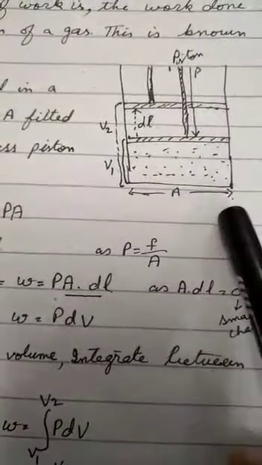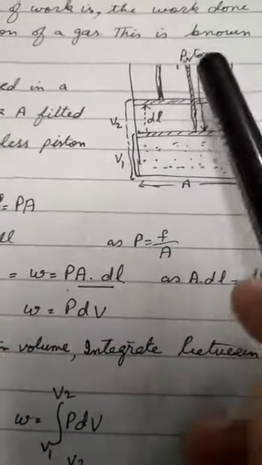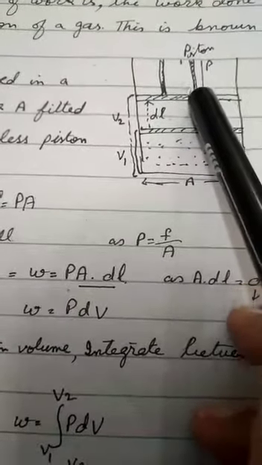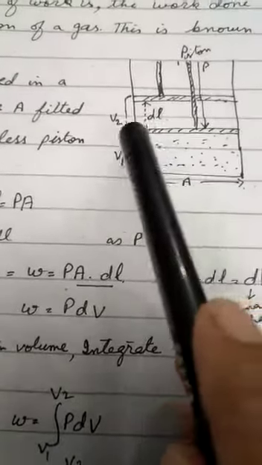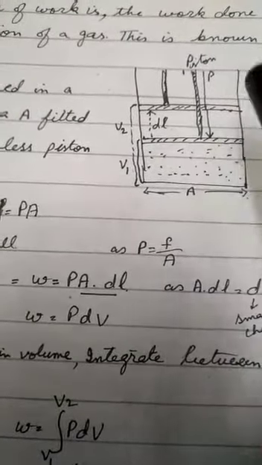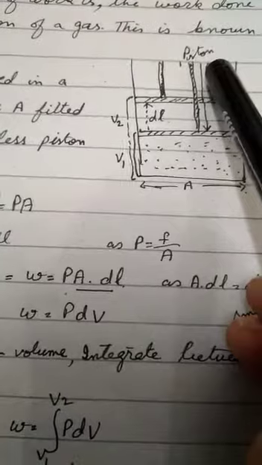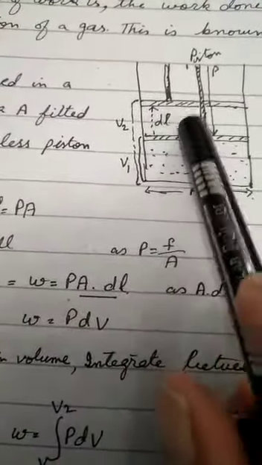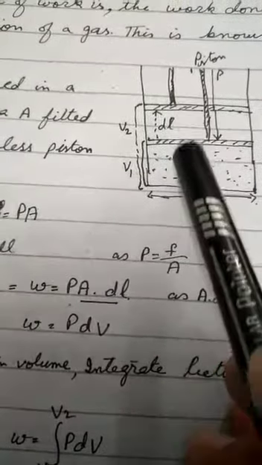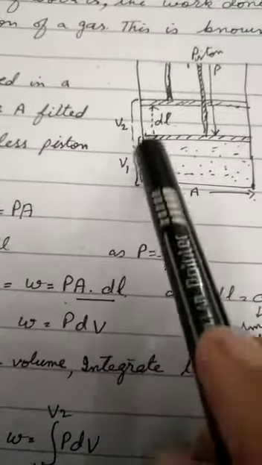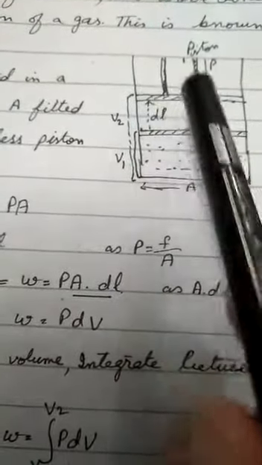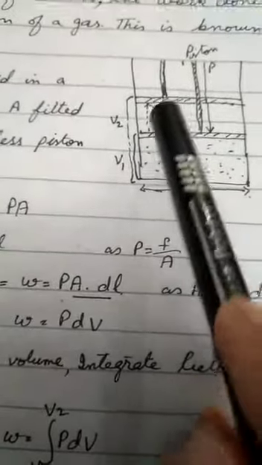This is explained by this explanation. Consider a gas enclosed in a cylinder. This is the gas enclosed in the cylinder. The weightless and frictionless piston is over it, exerting pressure over the gas. Pressure is indicated by P. So when the gas expands, the piston will move up. Volume will change from V1 to V2. The piston will cover the distance DL.